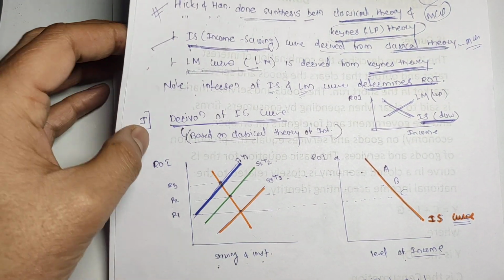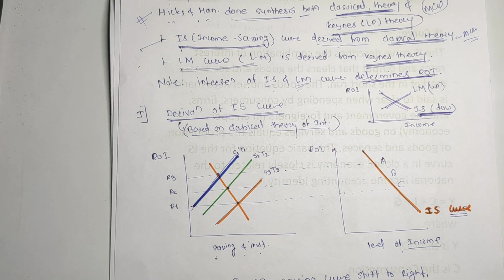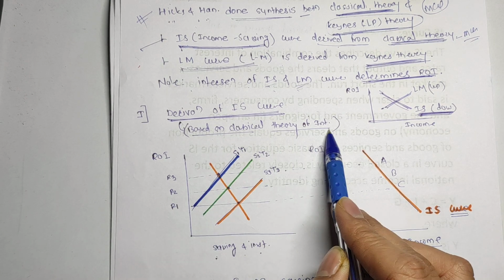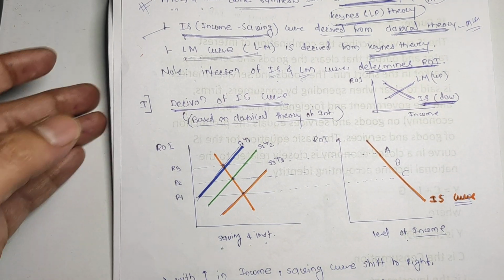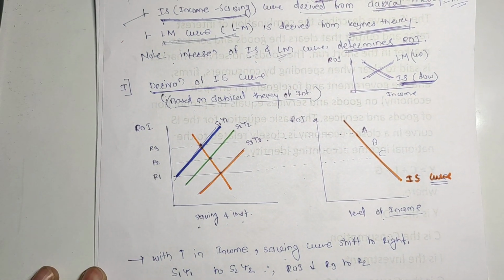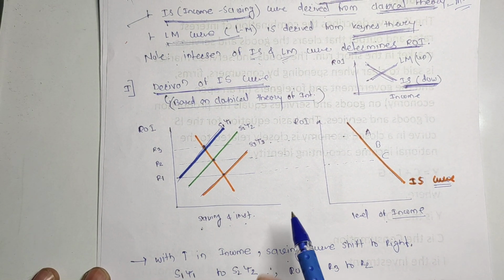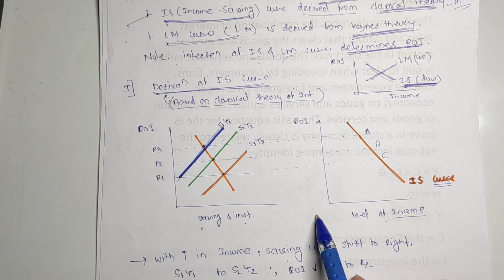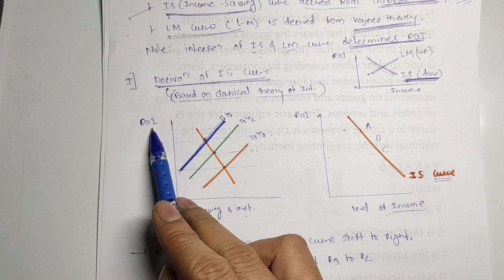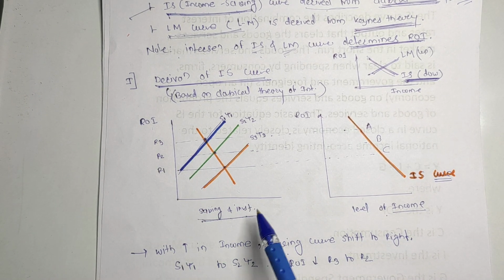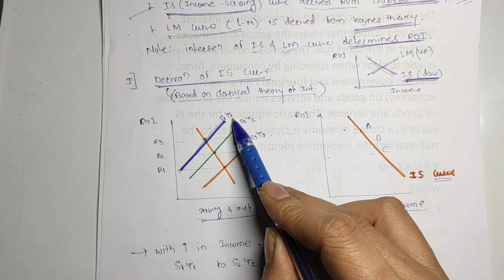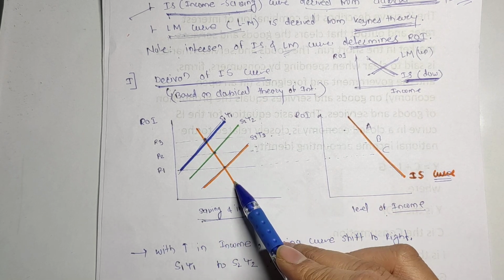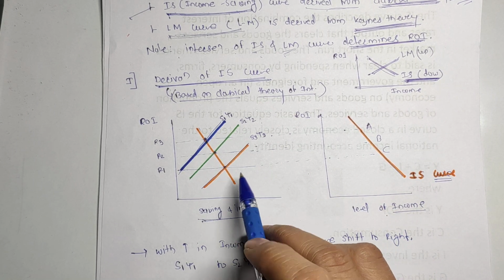See the derivation of how the IS curve is derived. I have already told you in the beginning that it is based on the classical theory of the rate of interest. That derivation is not important for your examination. What is important is the output. But to understand the basics, I will give some brief idea about how the IS curve is derived. See, rate of interest versus saving and investment. These three curves, S1Y1, S2Y2 and S3Y3, and this line is our derived line.